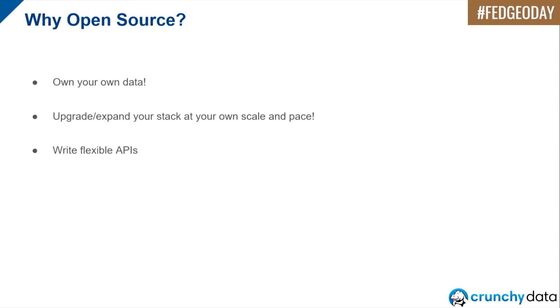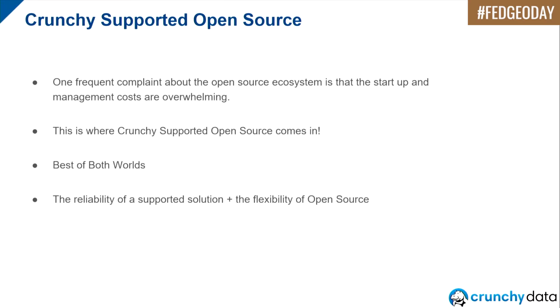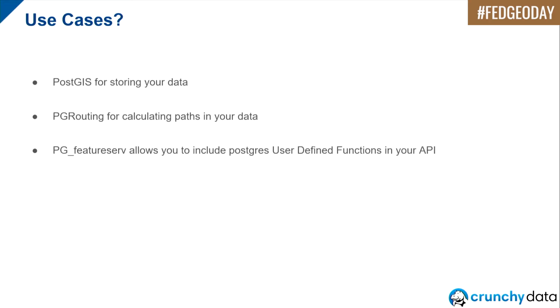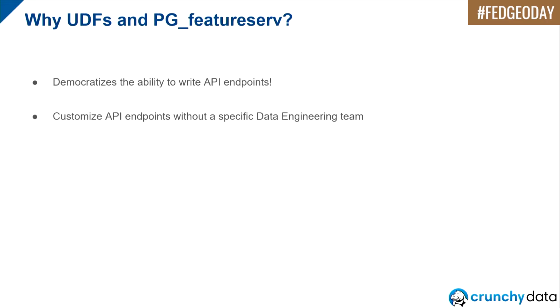So what are some of the use cases here for PostGIS and the surrounding PostGIS for the web ecosystem? This ecosystem basically allows you to build out APIs and interactive apps using PostGIS with minimal overhead. One of the things that the PostGIS for the web ecosystem does is it lets you build out user-defined functions into your ecosystem. So this democratizes your ability to write API endpoints, increases flexibility within your own team, and exposes data via REST APIs to other microservices.